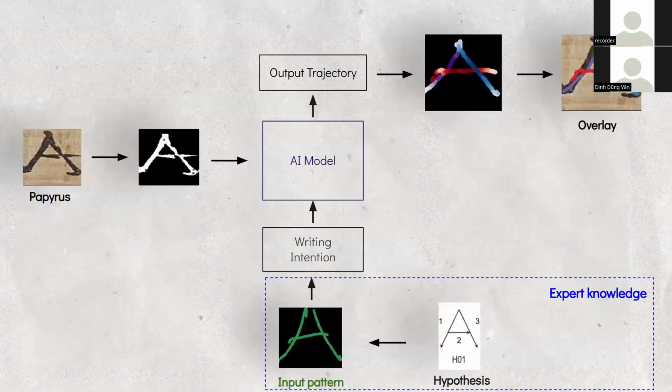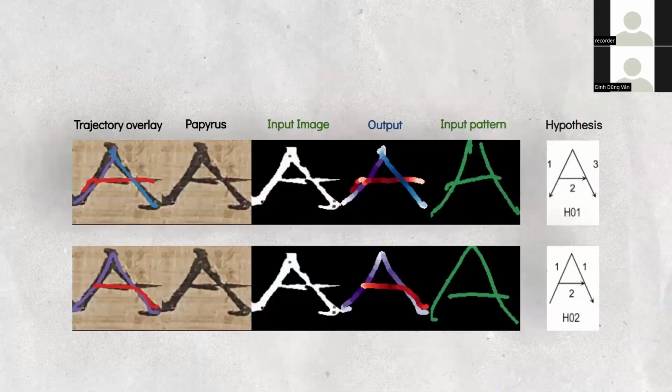So this is our inference flow from the papyrus. We have as the first input the AI models, and the second one would be the expert knowledge, which is a sample of writing following the hypothesis of the expert. Okay, and this is the result for us. For example, we can see here the hypothesis on the top left of the screen, the input pattern, and the green one. The final one is the output overlay of the trajectory generated from the models and the original papyrus. Everything follows the hypothesis of the expert as the input.